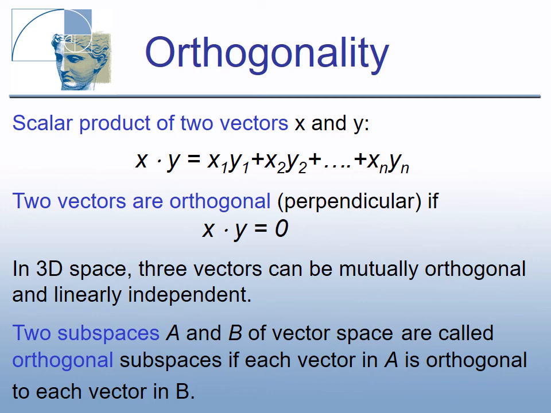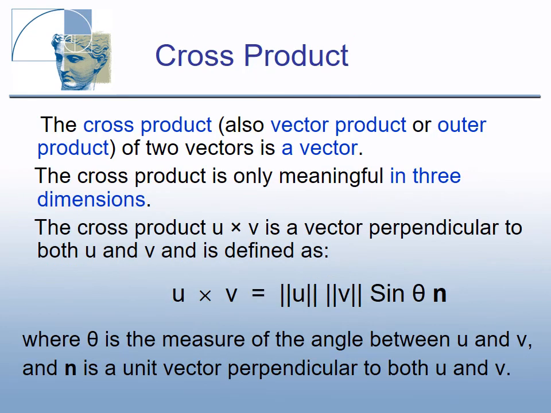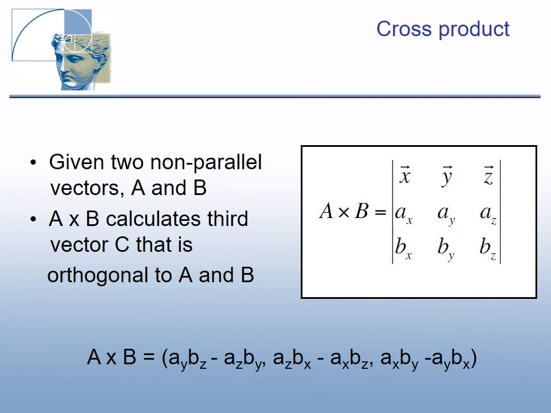The cross product, also called vector product or outer product, differs from the dot product primarily in that the result of a cross product of two vectors is a vector. The cross product of u and v is a vector perpendicular to both vectors u and v and is defined by the shown expression. In the matrix form, cross product is defined the following way. This matrix expression defines the norm and the direction of the vector.